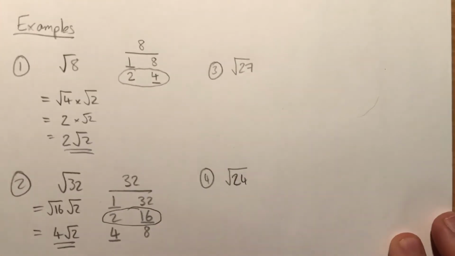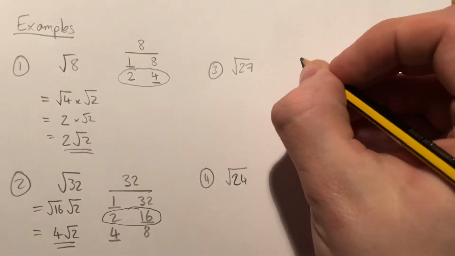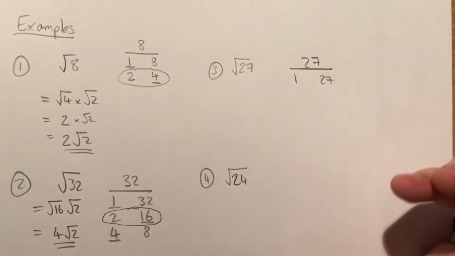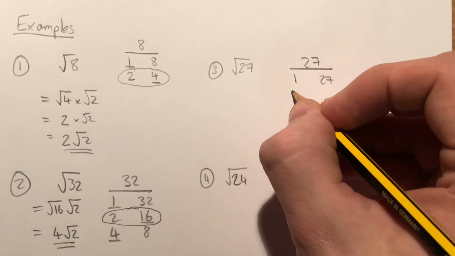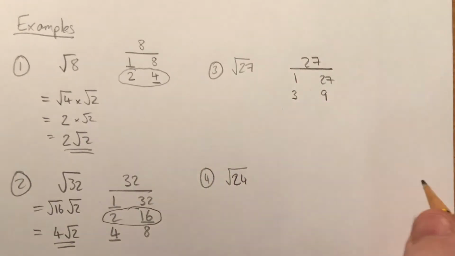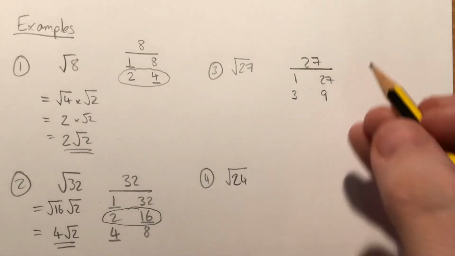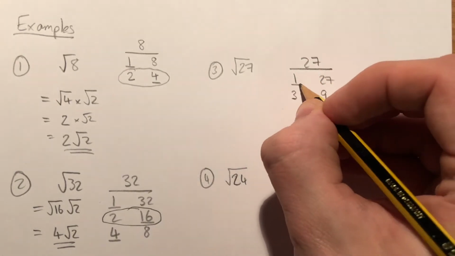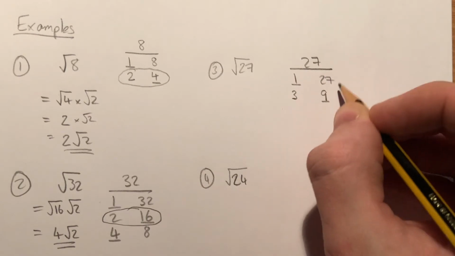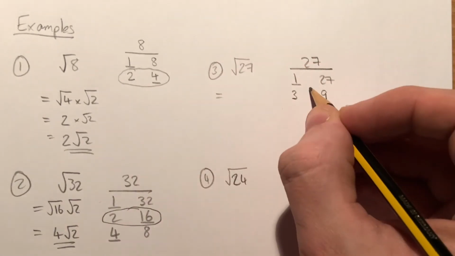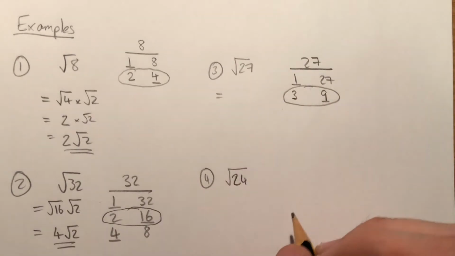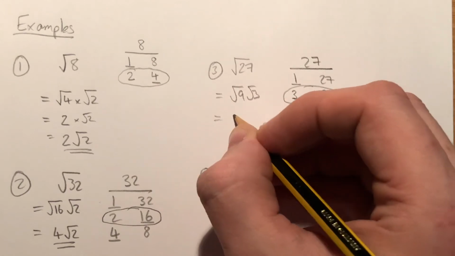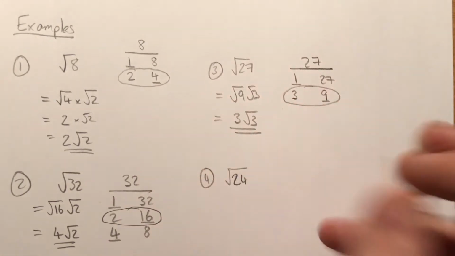Okay. Root 27. So factors of 27, 1 times 27. It's an odd number, so no even numbers will go into this exactly. 3, however, goes in 9 times. 5 and 7 don't go in. So there we have it. We've got all of our factors of 27. 1 squared is 1, 3 squared is 9, and that's all of our square numbers. So this is the pair with my largest square number. So root 9, root 3, which is just 3 root 3.